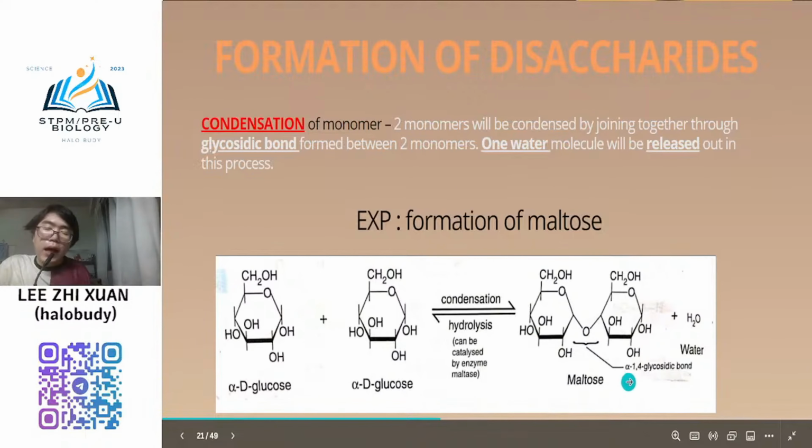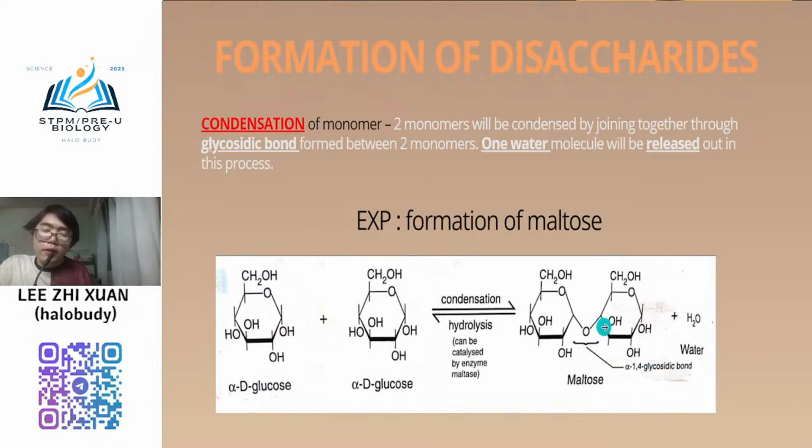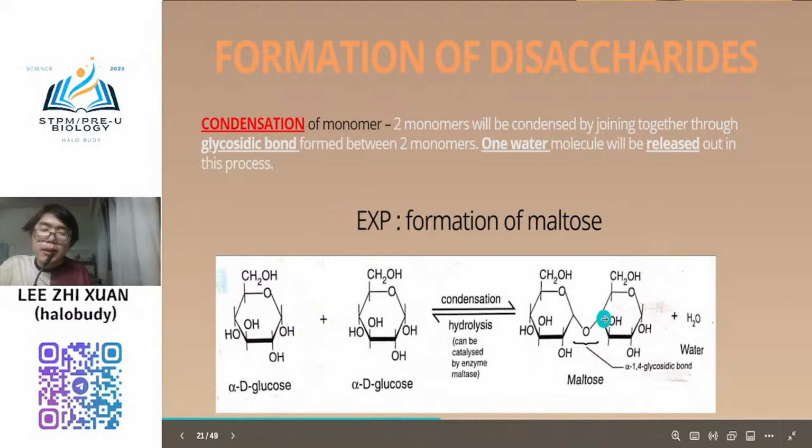And you need to write alpha 1,4 glycosidic bond. Alpha is due to the type of the glucose, right? It is alpha glucose, and 1,4 is the location of the carbon that forms the bond. 1 is carbon number 1 of one glucose, and 4 is carbon number 4 of another glucose. So carbon number 1 of one glucose and carbon number 4 of another glucose are responsible for forming the glycosidic bond. So that is why it is alpha 1,4 glycosidic bond.